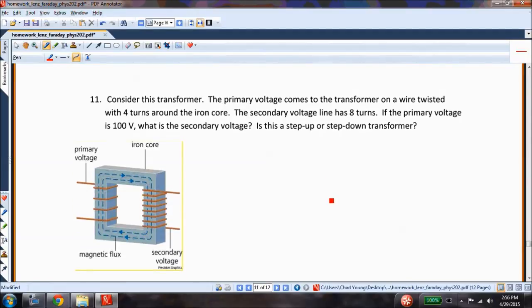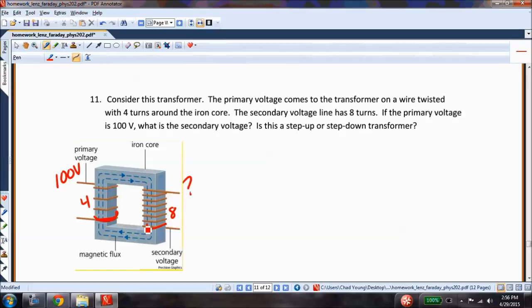Let's look at this transformer. It tells me that the primary voltage is 100 volts and that there are 4 turns of wire over here. And I want to know what is this voltage. There are 8 turns of wire here, all around this iron core, which is a laminated iron core, so that electricity doesn't actually flow through the core, but you get this changing magnetic flux in the core due to the wires. Now, each turn of wire has the same EMF. Each turn here and each turn here, because they're both experiencing the same change in magnetic flux, so each turn of wire experiences the same EMF.